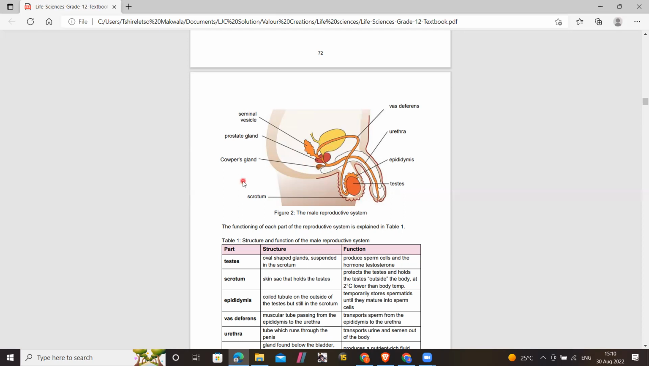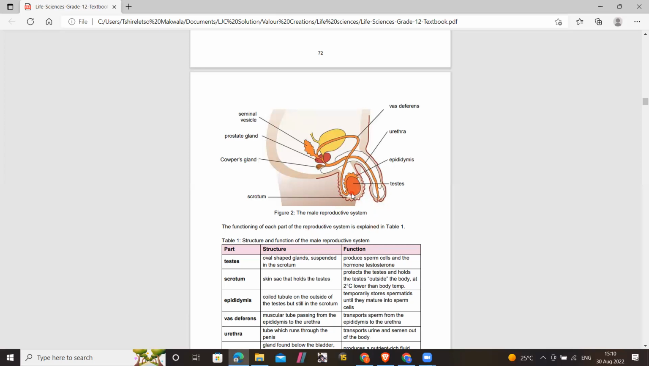And then if it's cold, the scrotum is going to shrink, forcing the testes back so that they can grab that heat early. So it has to be at a specific heat, and it will regulate itself. So that's the first part, which is the scrotum.